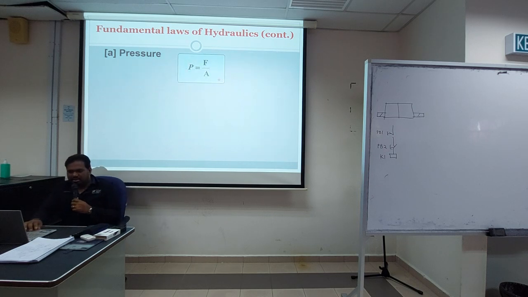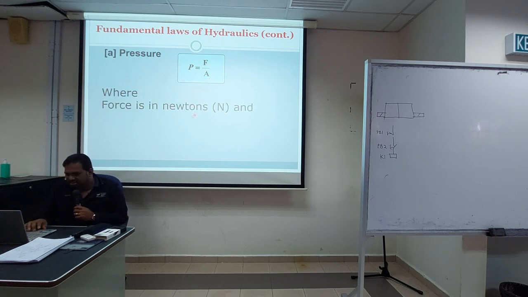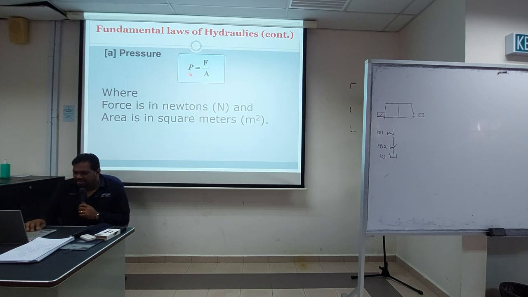Okay, so the equation is pressure equals force over area, where force is in Newton and area is in square meter. This is the SI unit. So for pressure, the unit is Newton per meter square. And 1 Pascal is 1 Newton per meter square, and 1 bar is 1000 Pascal.